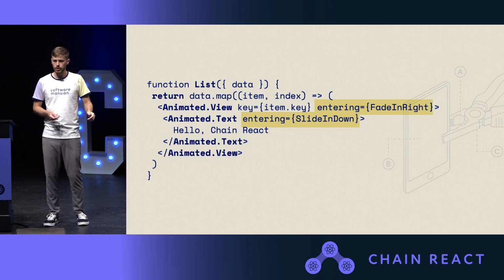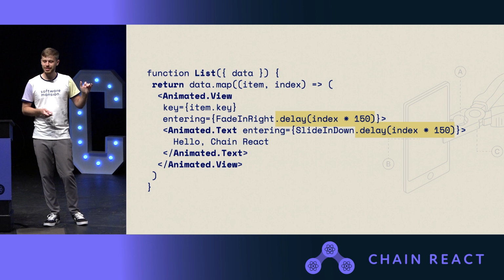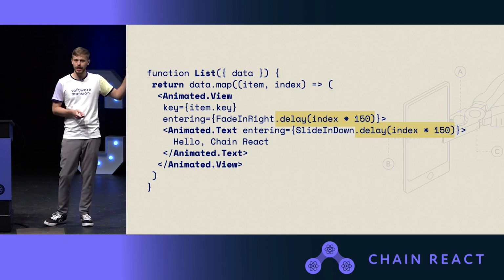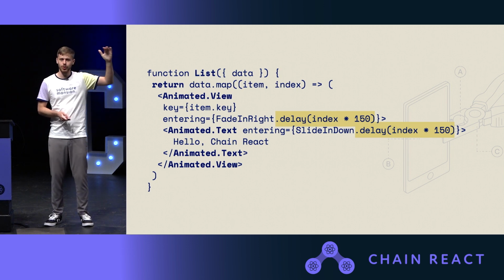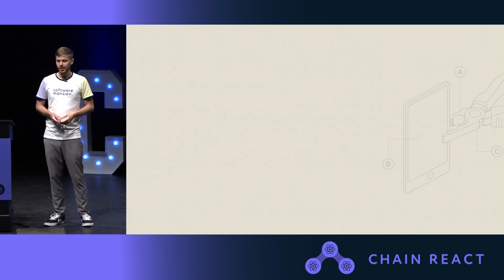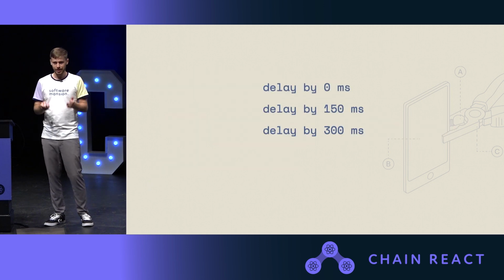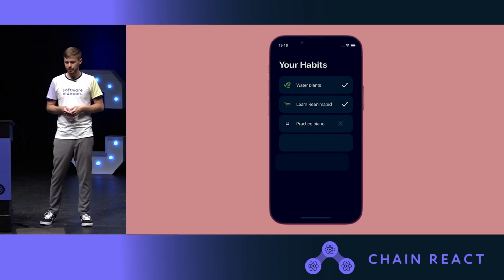What you want to do is to add a delay modifier to them, like that. And the trick is to multiply the index times the delay. Because it's an array, the index starts from 0, 1, 2, 3, 4. When you multiply it by the delay, you will get a staggered animation, right? Pretty cool, very easy. And that was it.